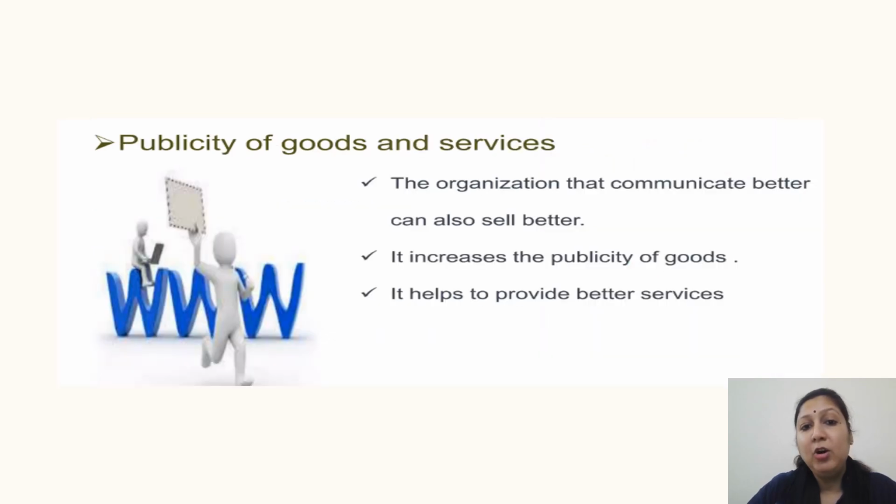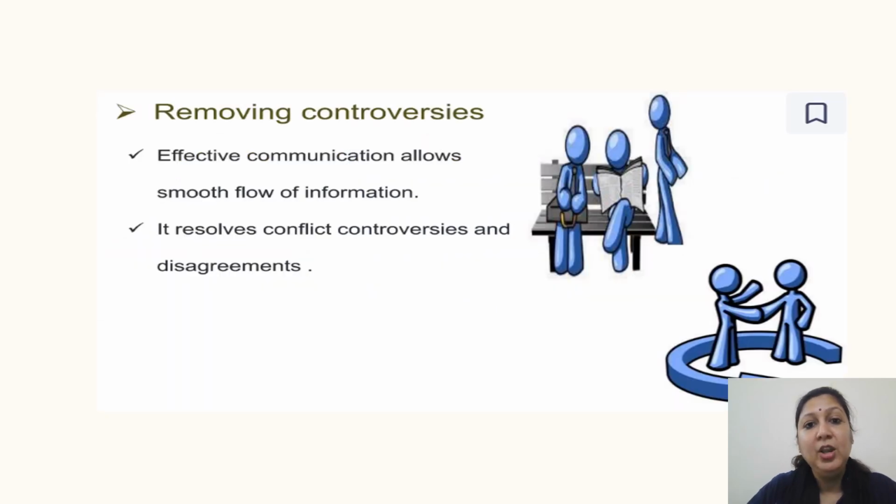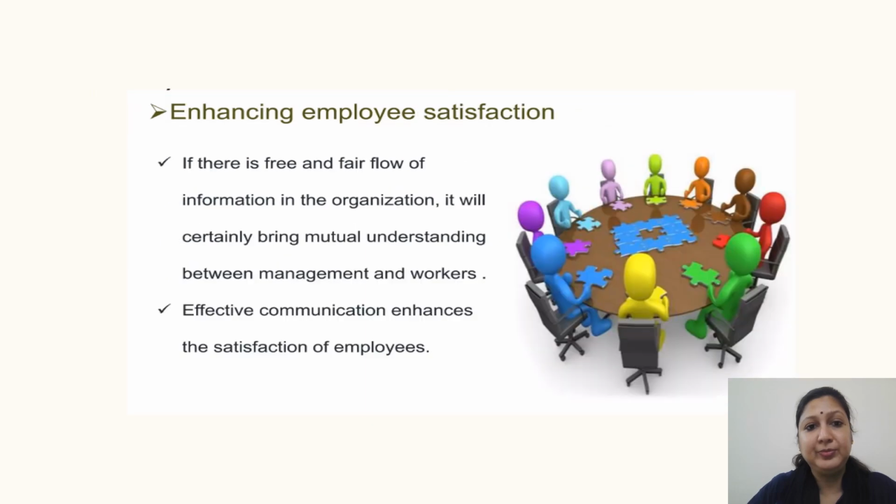Publicity of goods and services. You cannot sell the product unless you communicate the features and the benefits of your product. The organization that communicates better can also sell better. Removing controversies. Effective communication allows smooth flow of information. It also resolves conflicts, controversies and disagreements. All the conflicts can be resolved sitting at a table and communicating with each other. Enhancing employee satisfaction. If there is a free and fair flow of information in an organization, it will certainly bring a mutual understanding between management and the workers. Effective communication enhances the satisfaction among the employees.